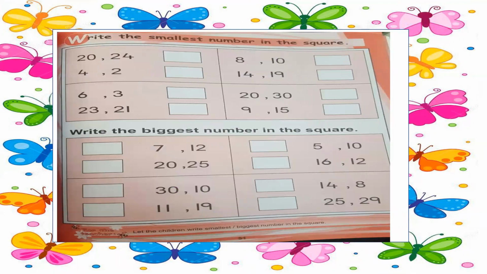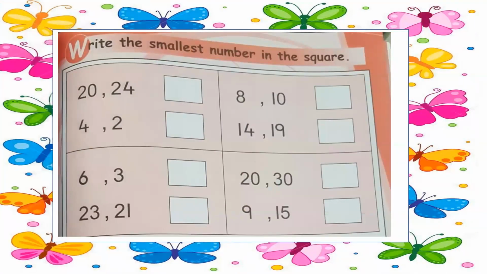Previously in our lesson we saw page number 50, and today we are going to write page number 51 and write the smallest number in the square. Okay, let me crop it down. Yes, so you can see it well.